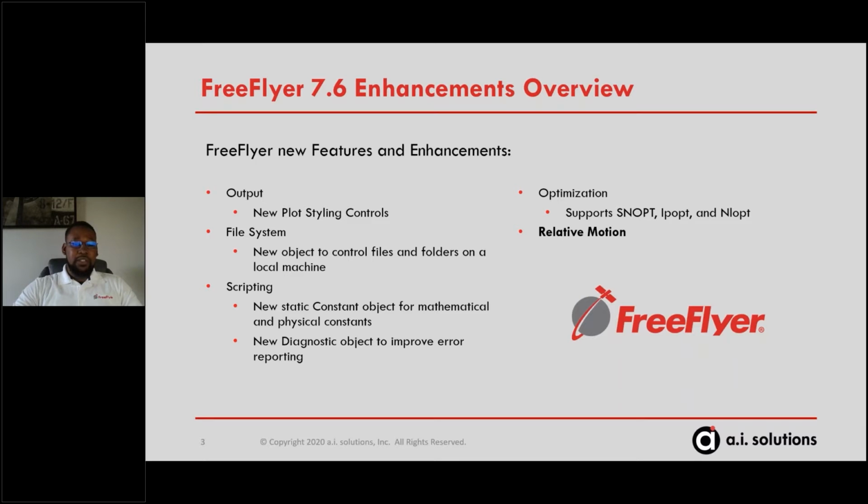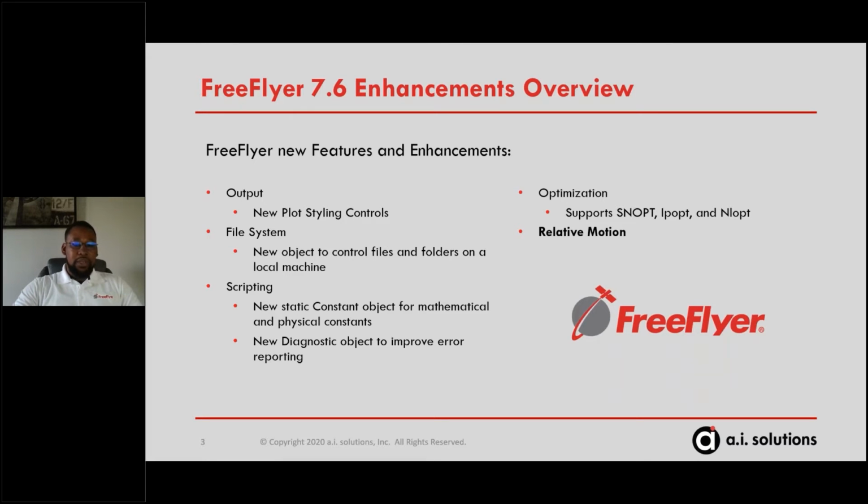Our new file system enhancements: we've added the ability to control files and folders. That includes copying, creating, deleting, moving, and renaming, so that now all can be done from within FreeFlyer using simple commands and our file system object. And then some new scripting enhancements, such as adding static constants for mathematical constants and physical constants.